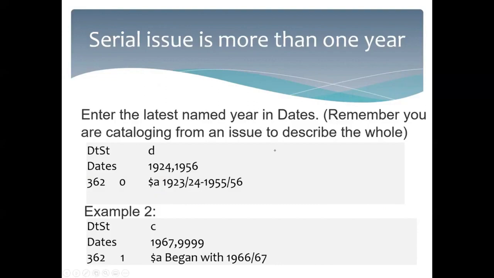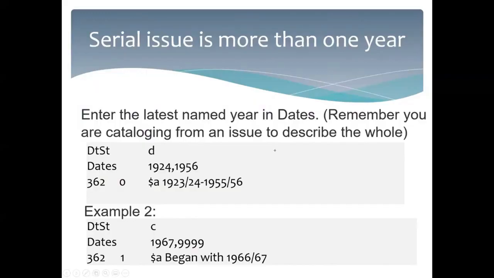So you're spanning 2 years. Then you're going with the latest named year and the dates. And remember, of course, you're cataloging from an issue to describe a whole. So that kind of makes sense that you would talk about it in terms of the whole year, and you're going to round up. So in that case, just round up when you have this situation for serials.